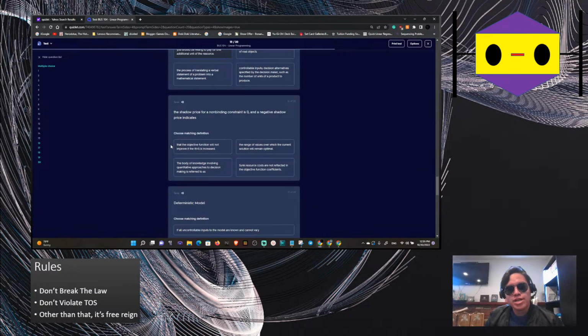The shadow price for a non-binding constraint is 0 and a negative shadow price indicates... Well, negative shadow price indicates what? That it is not binding or something along those lines.